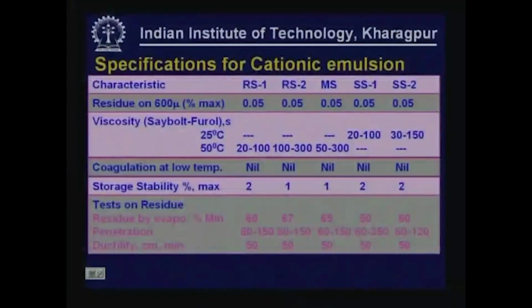These are the typical specifications for cationic emulsion. As I indicated, cationic emulsion is the most commonly used emulsion in India. For different types of emulsions, RS1, RS2, rapid setting 1, rapid setting 2, medium setting, slow setting 1, slow setting 2. The residue on 600 micron sieve, the matter that is retained on 600 micron sieve should not be more than 0.05%.